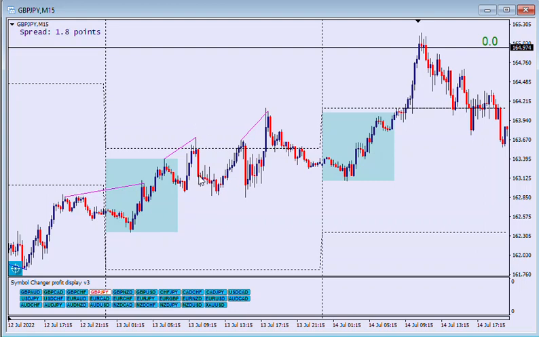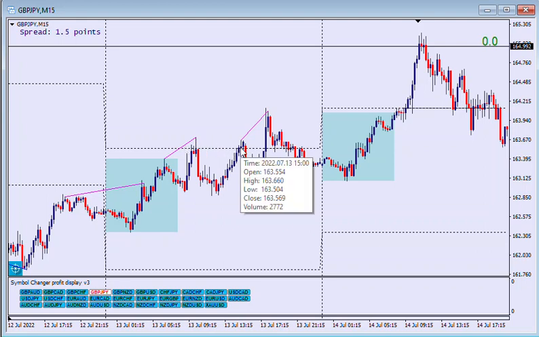Then once that has happened, we wait for price to pull back to the rejection point, that is the pin of the candle with the divergence. That is what will be our entry, right?